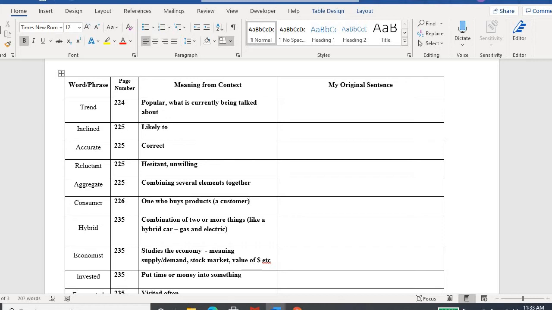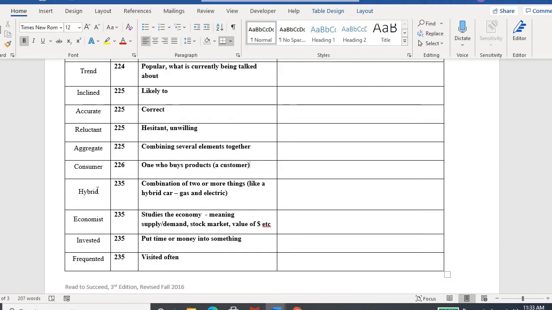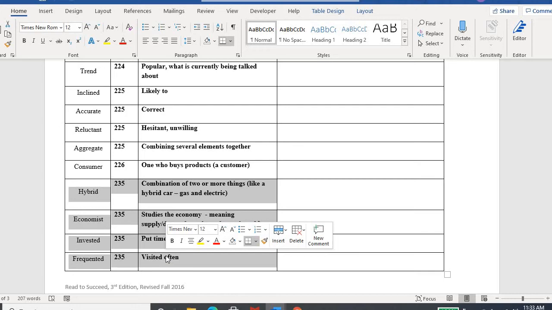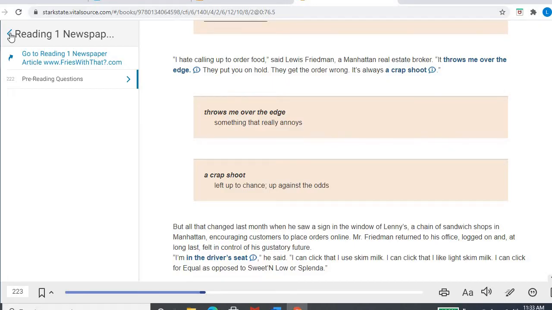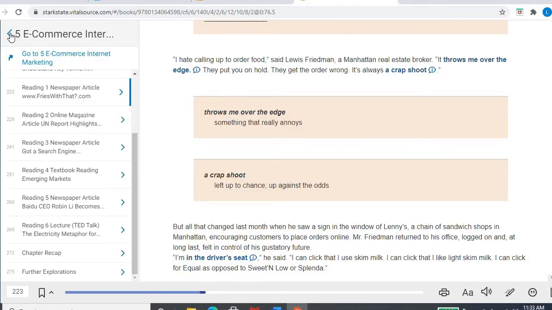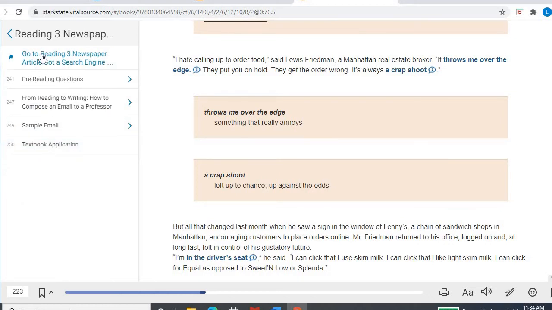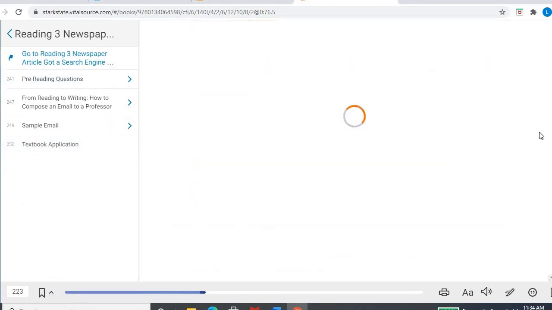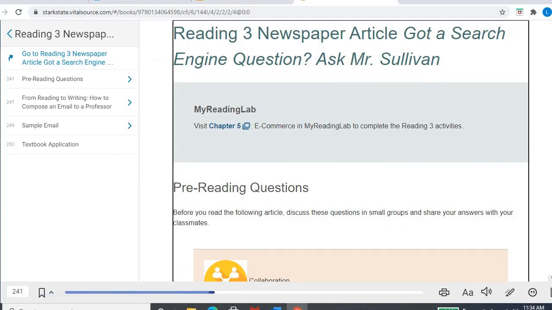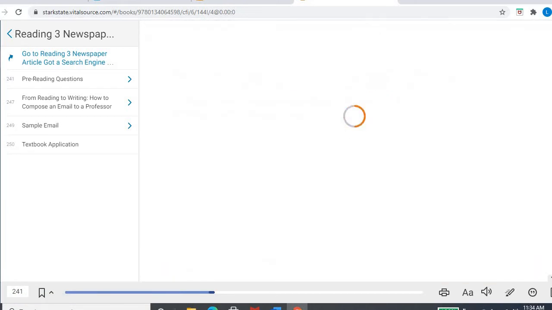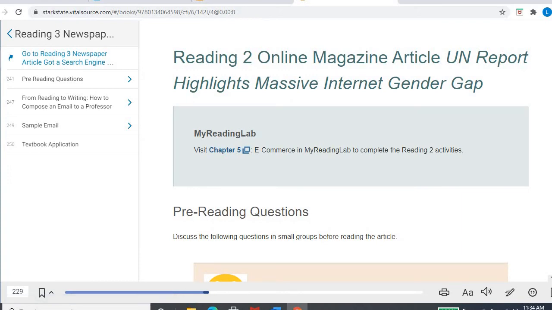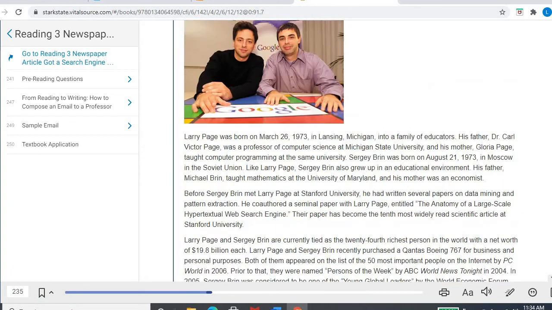The next set, hybrid down to frequented, is going to be from our biographical profile, which in our text and skill practice sheet, we actually have questions on. That's the first time that has happened. The easiest way I've found to get to the biographical profile, because it's on page 235, is to go into reading number 3, go to the actual article itself, and then scroll up. It takes me too far, but there it is right here.